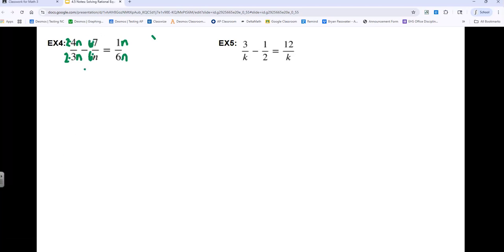All right, so if I do this, here's what I'm looking at. I've got 8n over 6n minus 42 over 6n equals n over 6n. Are we all okay here? What comes next? Hunter, what can I do after I've got all those common denominators?